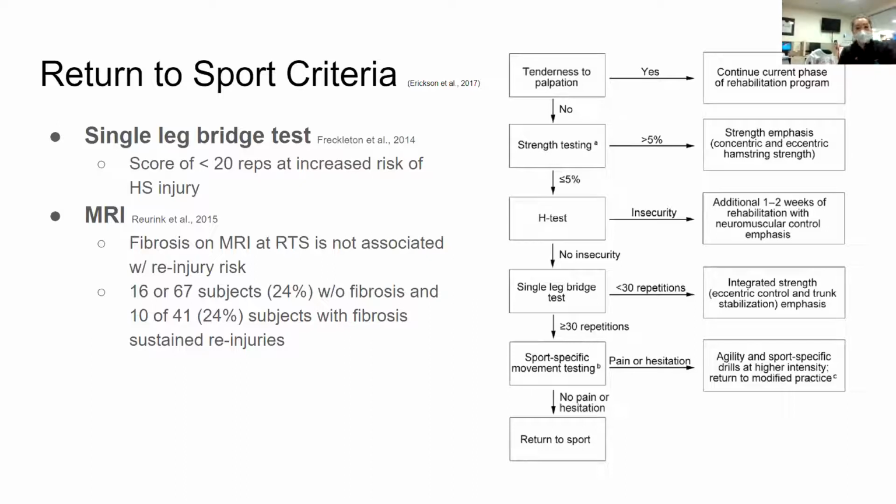So I guess the bottom line from that is that clinical and functional tests seem to be better associated with detecting return to sport and risk of re-injury than imaging for those later stages.